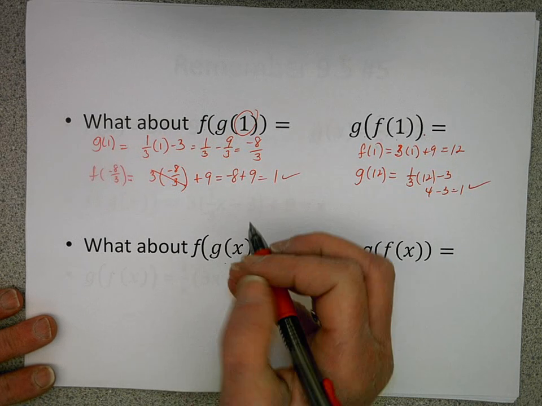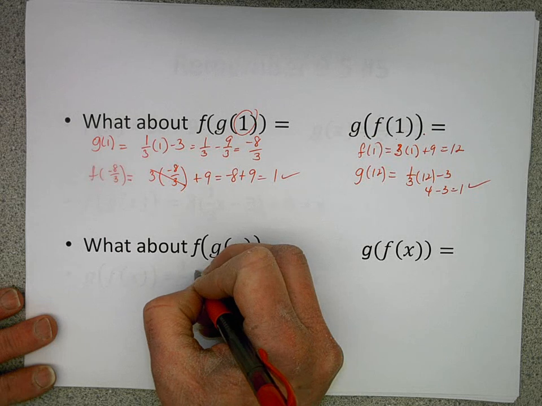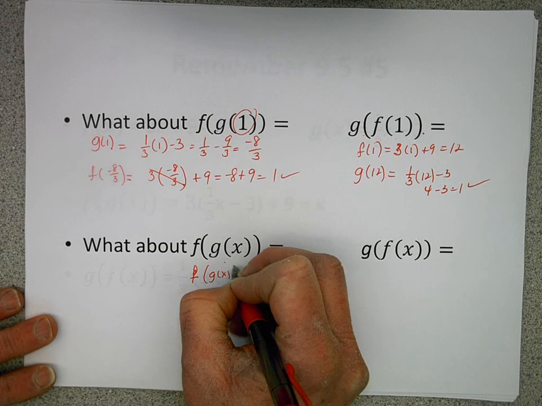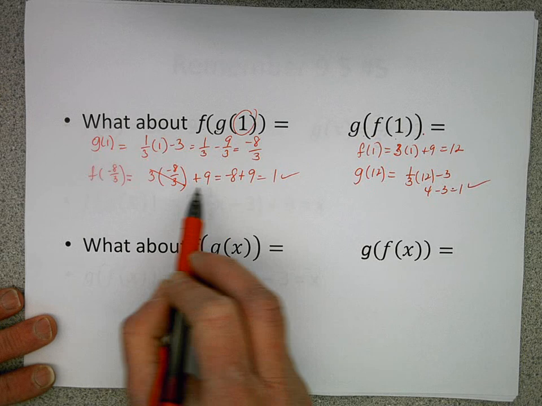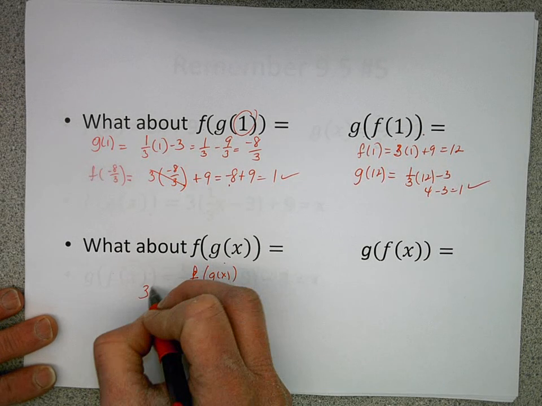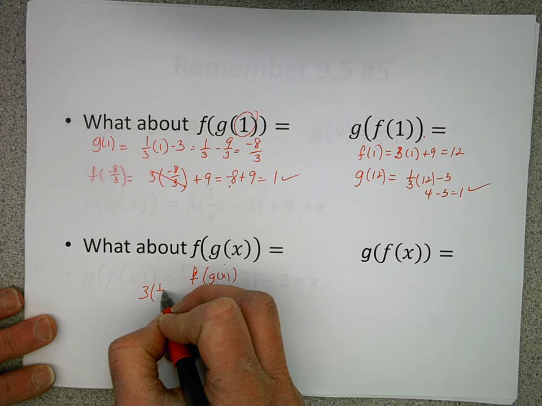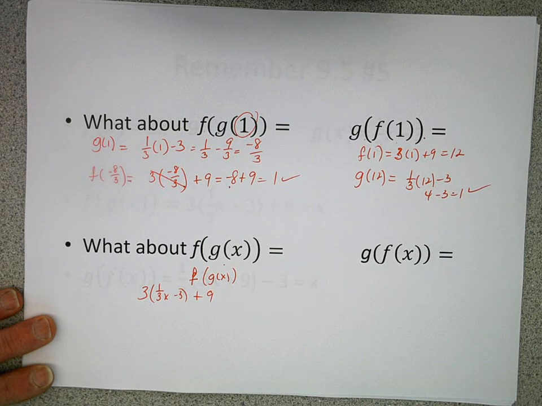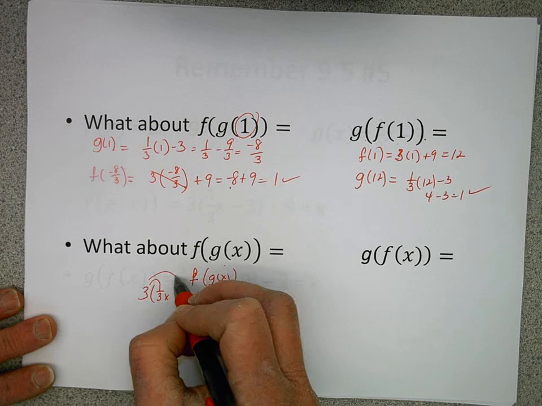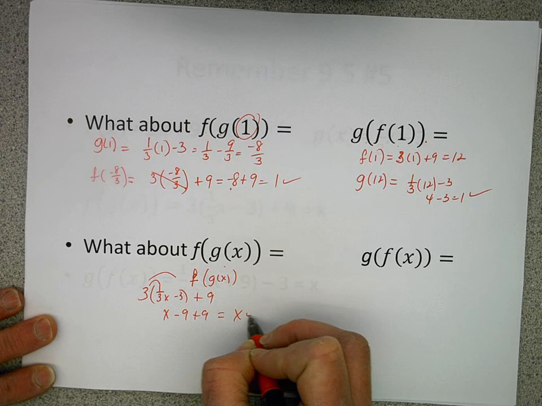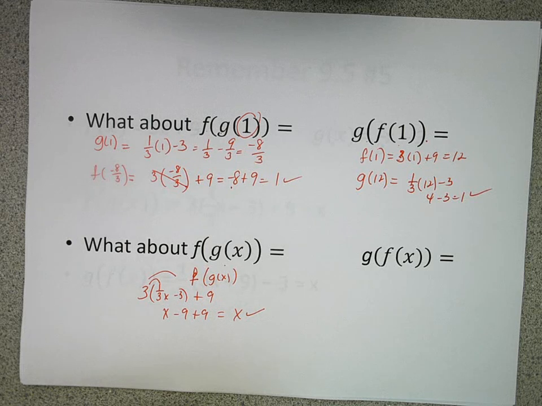And then you can do the same thing with the equations. You can do a composite. So take the f equation, and you're going to plug g of x in. The f equation was 3x plus 9. So you're going to go 3 times (1/3 x minus 3) plus 9. If I distribute that, that's x minus 9 plus 9, which is x. I forgot what number this is on the homework, but it's one of the questions on the last homework. I think it was number 5.